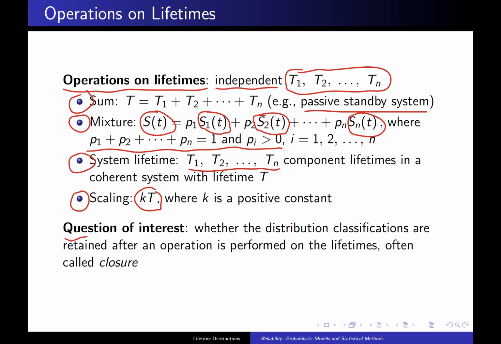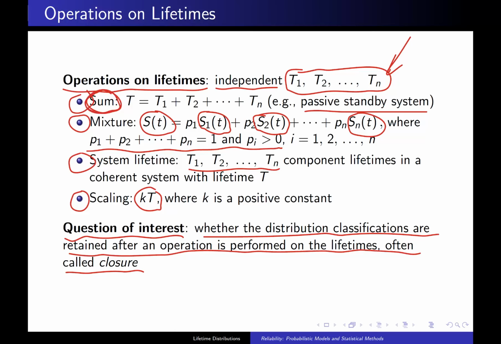But here is a question that comes up. We want to know whether the distribution classifications are retained after an operation is performed on lifetimes. This is often known as closure. In other words, if we start out with these n lifetimes and they have a particular characteristic, let's say they're in the IFR class, if we take this first operation, which is adding them up, is that also in the IFR class? So we'll be looking at that occasionally as we go forward.